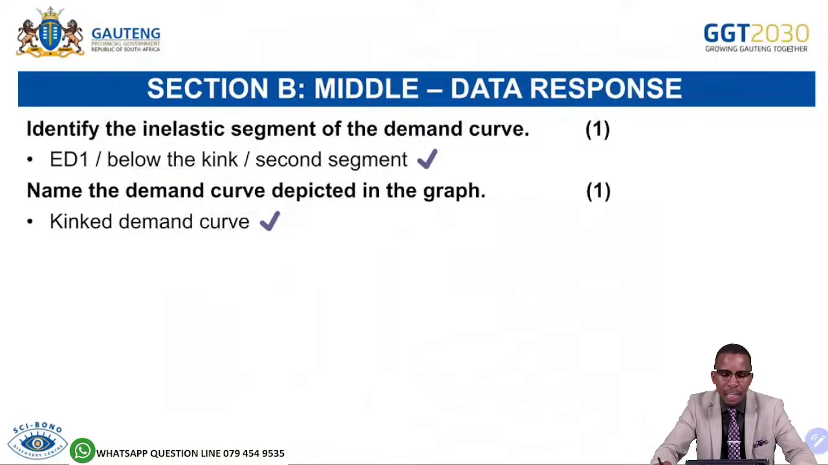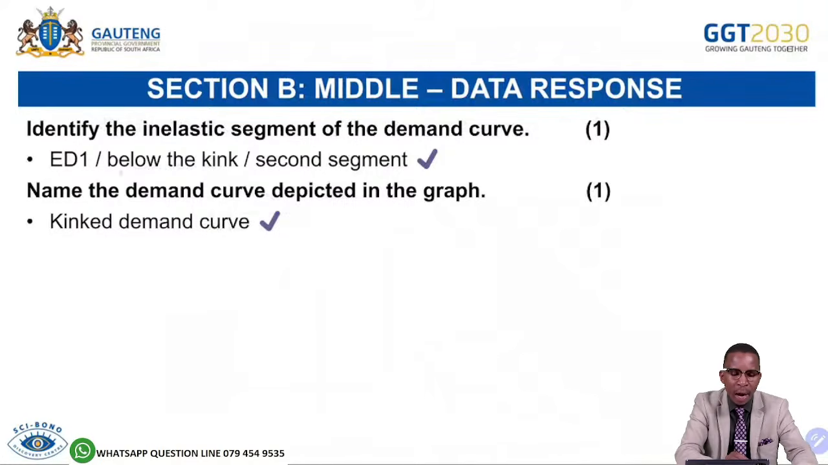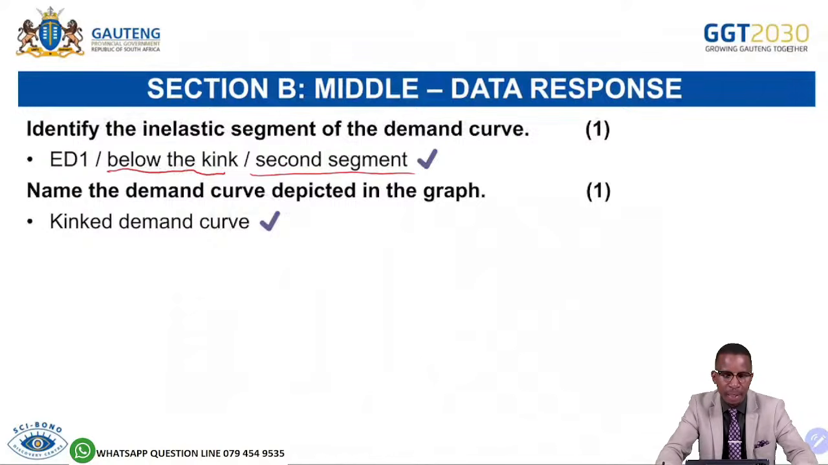Identify the inelastic segment of the demand curve. It's ED1, the below the kink, or second or bottom segment. Name the demand curve depicted above. It's a kinked demand curve. If one can ask you to define the kinked demand curve, that means it's an oligopoly demand curve that is characterized by two segments, namely the top segment and the bottom segment. Remember, the top segment is relatively elastic, while the bottom segment is relatively inelastic.